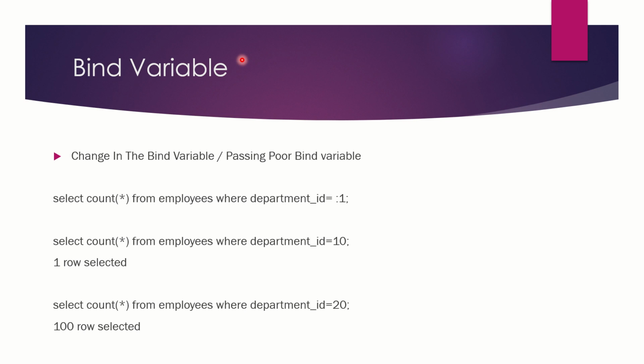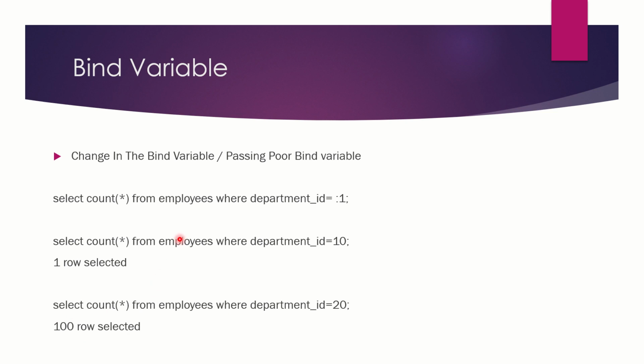The next thing we should be checking is of course the bind variable. Looking at this example, I ran this select statement yesterday: select count of star from employees where department ID is equal to :1. So :1 is your bind variable. Yesterday when I ran this script, I passed the bind variable 10 and it qualified for only one row, because of which it completed very fast. But today I passed department ID equal to 20 at runtime, and it qualifies for 100 rows.